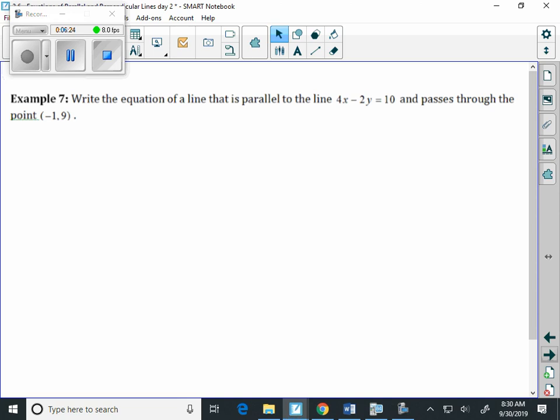Write the equation of the line that's parallel to the line 4x minus 2y equals 10 and passes through the point -1, 9. A couple of new issues on this problem is that with 4x minus 2y equals 10, we don't know what the slope is from that line yet. So we need to start there before we can write the equation that's parallel.